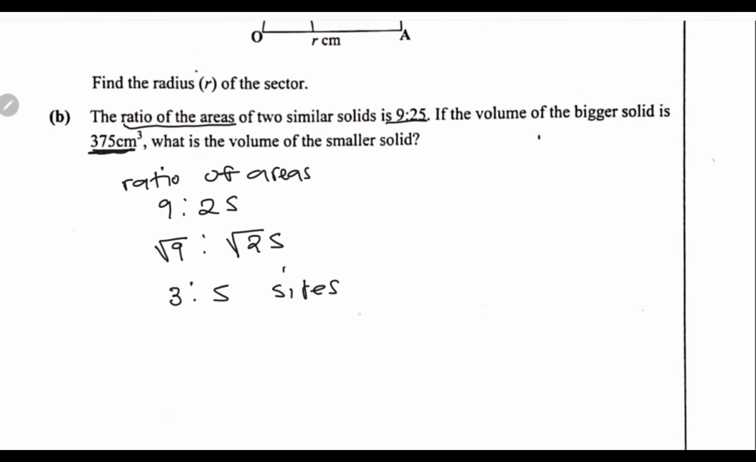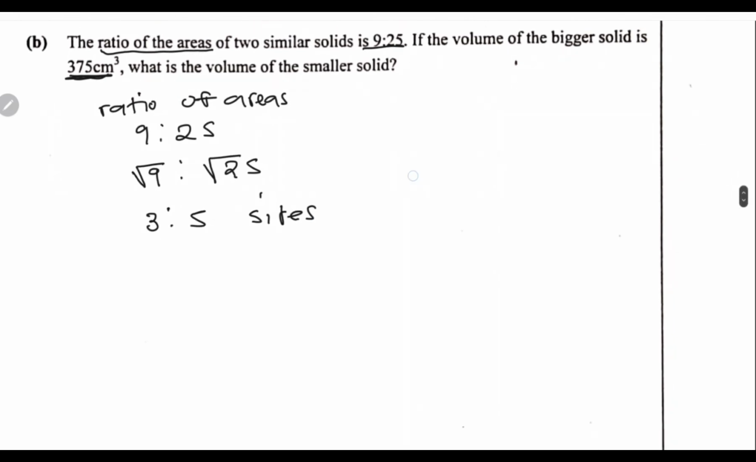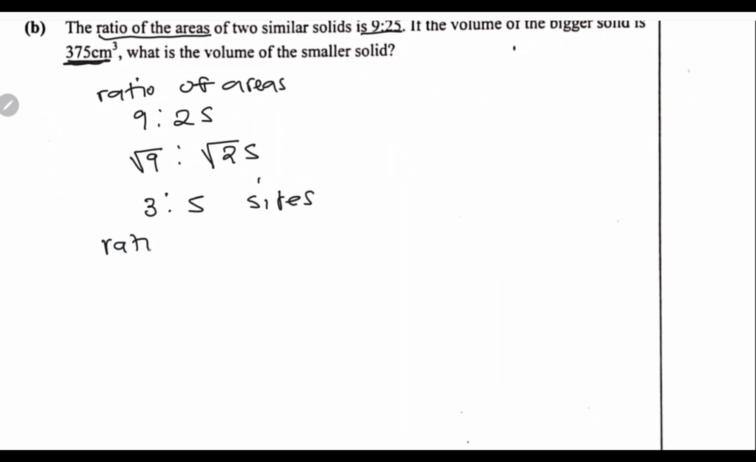If you have the ratio of sides and you want to find the ratio of volumes, you simply cube. So you have to cube the 3 and the 5. Then the answer that we are going to find will be the ratio of volumes. So the ratio of volumes is going to be 3 to the power 3 to 5 to the power 3. 3 to the power 3 means 3 multiplied by 3 multiplied by 3, and you're going to get 27. 5 to the power 3 is 5 times 5 times 5, which is 125. So we have 27 to 125.